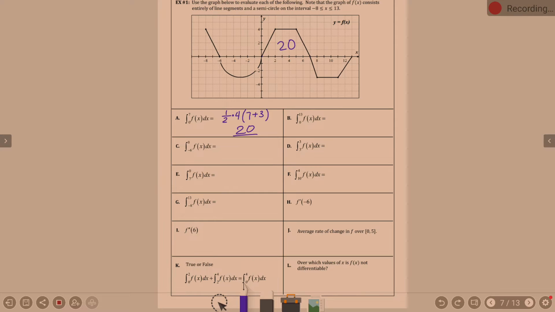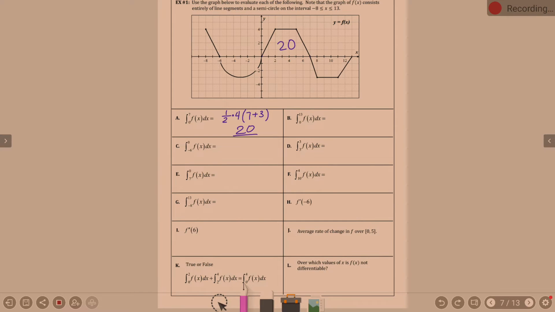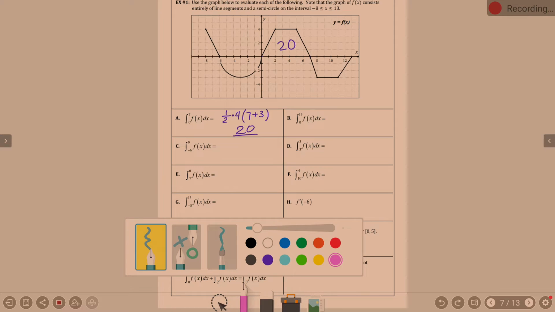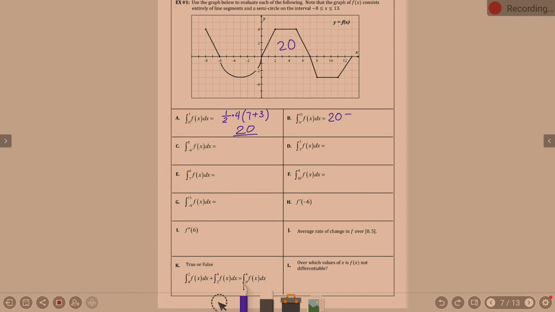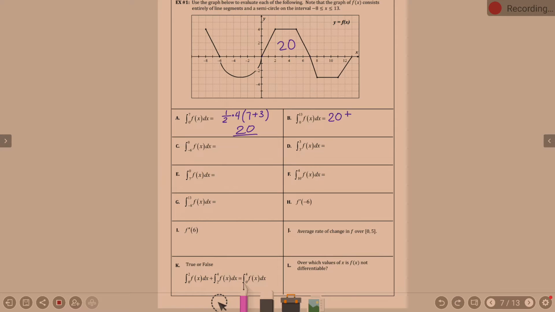Area from 0 to 13. So we already know 0 to 7, yes? 0 to 7 is already that 20. Plus, what are we going to have to do now? Trapezoid down below. What about this trapezoid down below? It's going to be negative, right? So I said plus out of habit, but really it's going to be plus a negative.